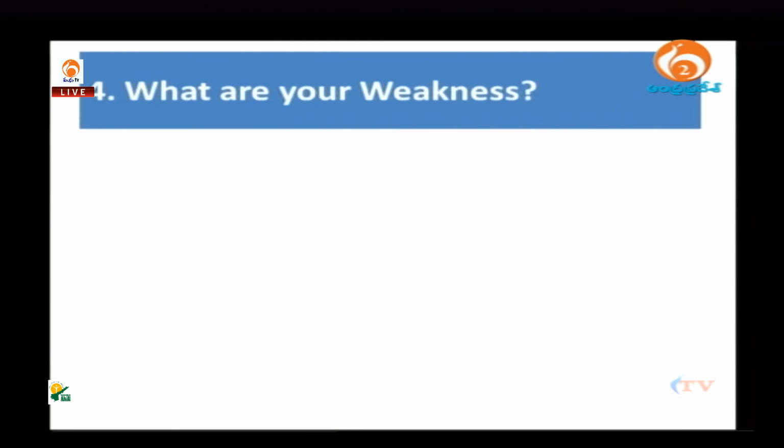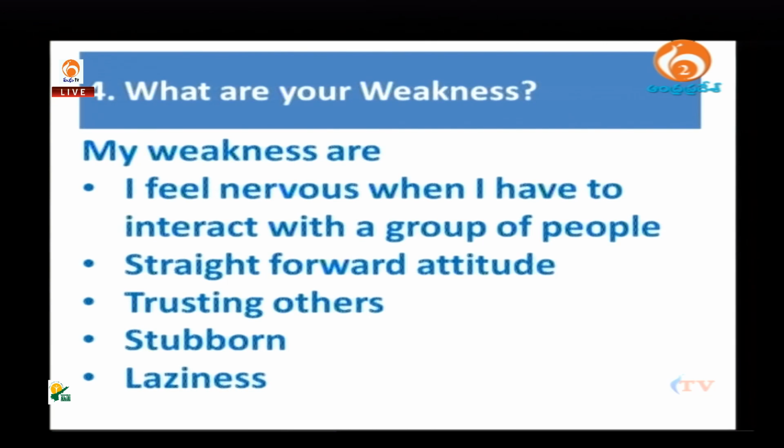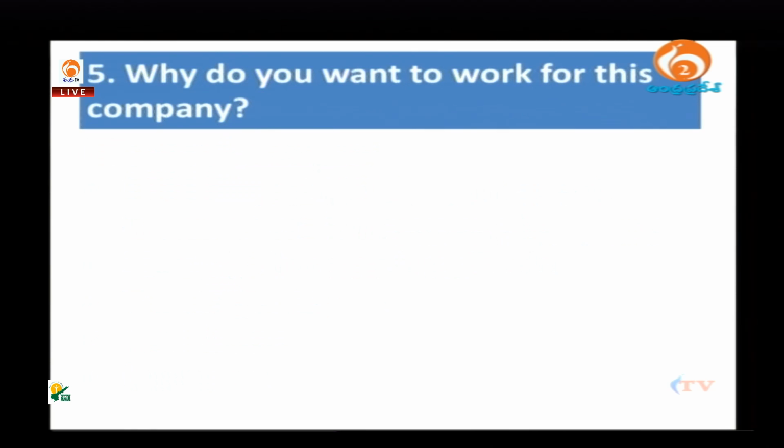Number 4, they will ask you what are your weaknesses. You speak about your strength but in a different manner. For example, you say, I feel nervous when I interact with other people. I'm a straightforward person. I trust people very easily. I'm stubborn because when I decide to do something, I don't let go. Or I feel lazy when I do something which I'm not interested in. That's your weakness.